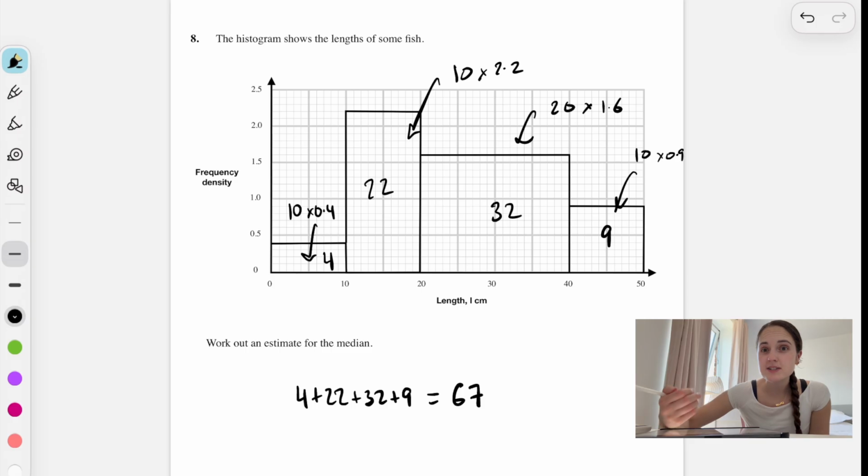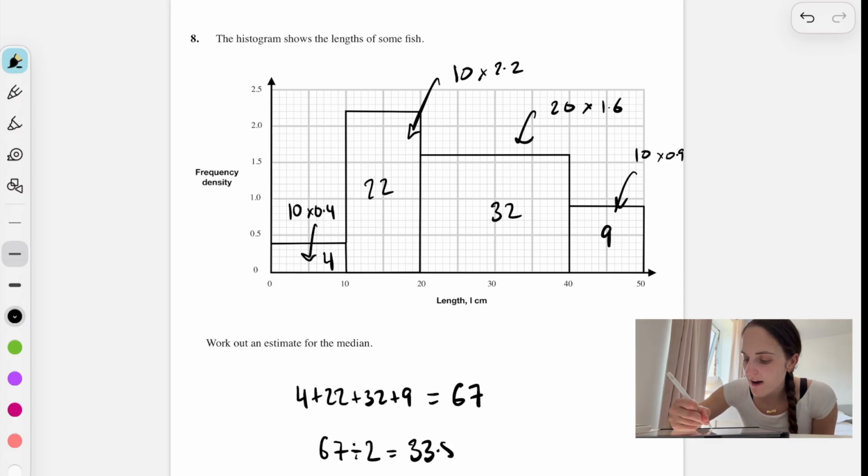So the median person is going to be the middle person. So what I'm going to do is I'm going to divide 67 by 2 and round up. So 67 divided by 2 is going to be 33.5. So I'm going to look for the 34th person.